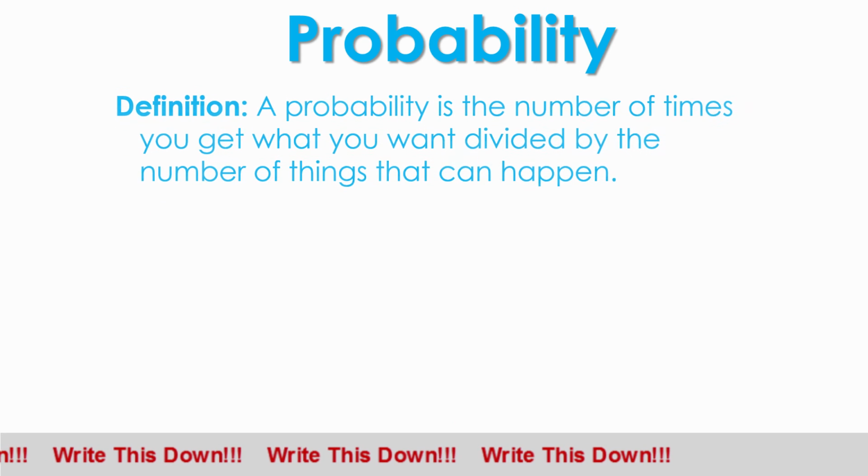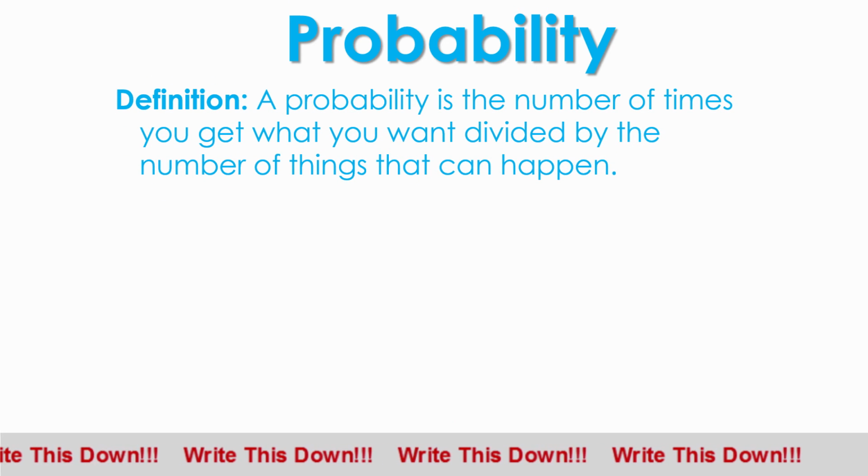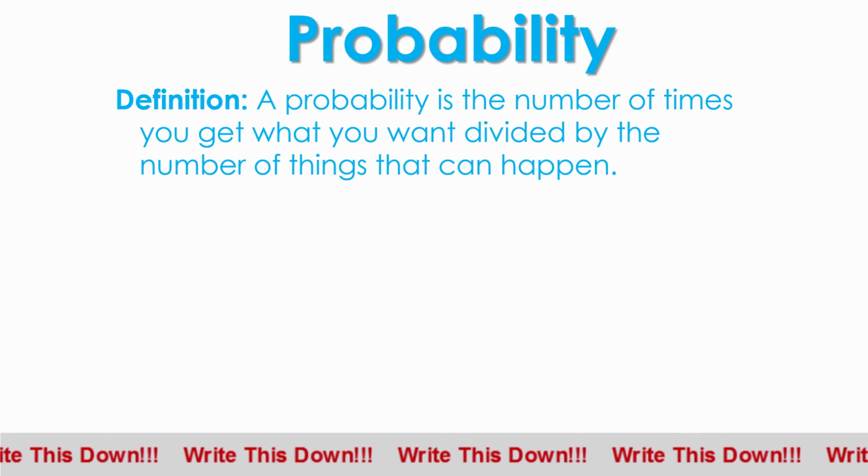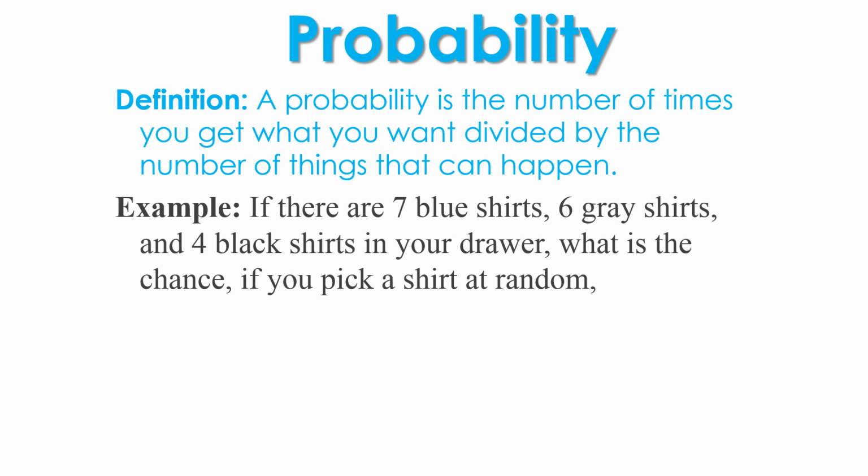Some sort of probability question is also likely to come up. A probability is the number of times you get what you want divided by the number of things that can happen. Try this question. If there are 7 blue shirts, 6 gray shirts, and 4 black shirts in your drawer, what's the chance, if you pick a shirt at random, that it will not be black?